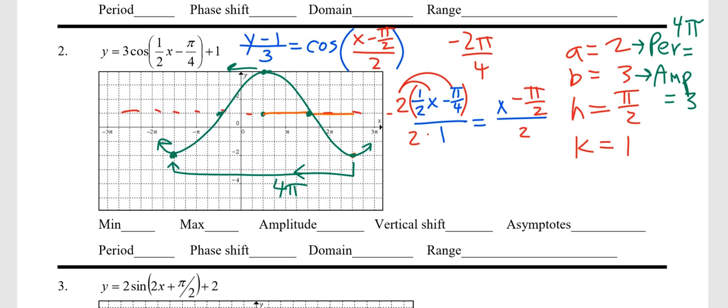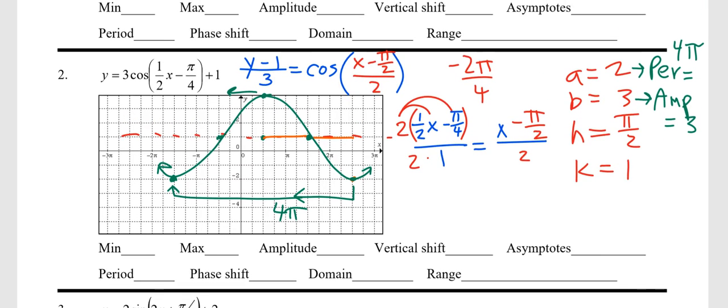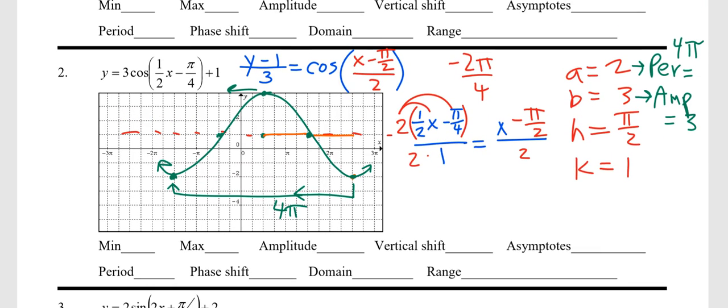Okay. Question 3. Unless somebody has a question about that one. Wait, can you zoom in again? Zoom in again, yes.